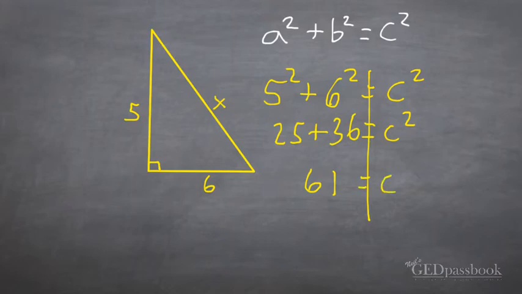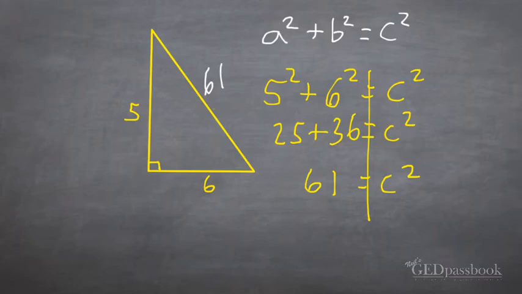61 equals my C squared. So you just found your C squared. Does it make sense to put 61 there? Does that make sense? This little triangular shape has a height of 5 feet and has a length of 6 feet. So the diagonal is 61 feet?